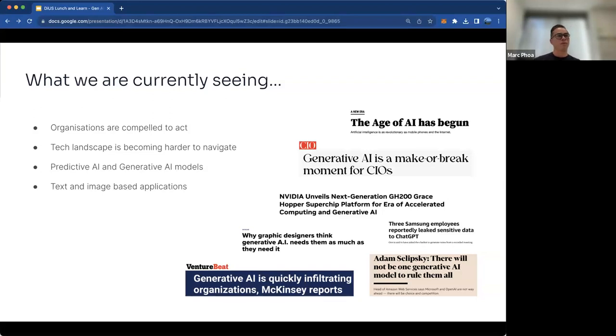They're exploring both Gen AI and traditional or predictive models, from forecasting, churn prediction, and the like that we mentioned earlier.